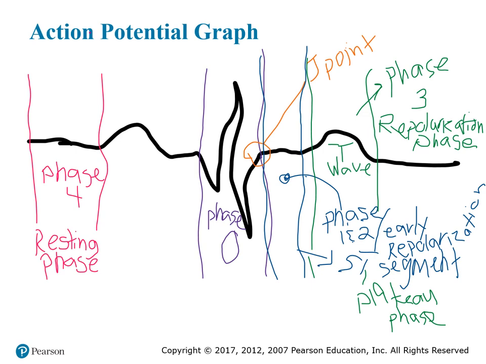Here's what an action potential graph looks like. So as you can see, the flat line just before we get to the P wave, which is here, is known as phase 4, or we can call it the resting phase, because that's when the cardiac cell is at rest. We receive an electrical impulse, which triggers your atria to contract, which is signified by the P wave. P wave is atrial depolarization.